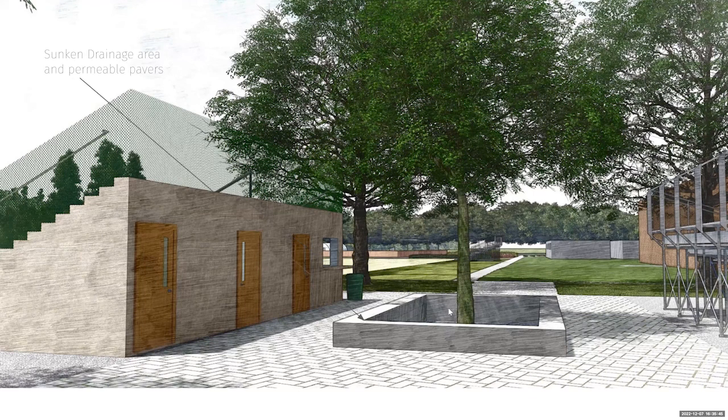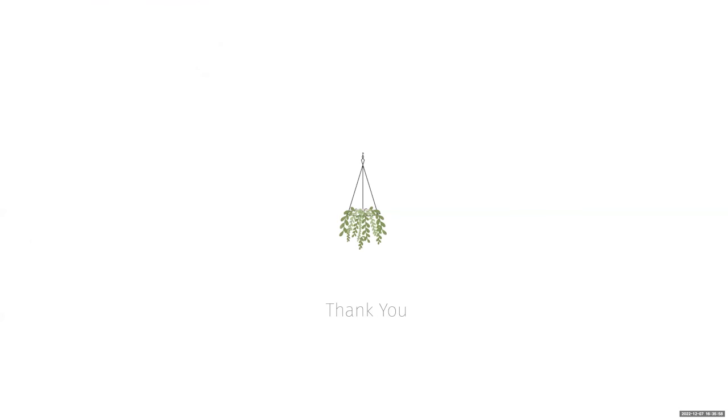And then finally, some sunken drainage areas and permeable pavers to provide a nice central vegetative element, as well as providing more places for water to infiltrate. And that is Growth of Aberdeen. Thank you so much for listening, and I hope you enjoyed.